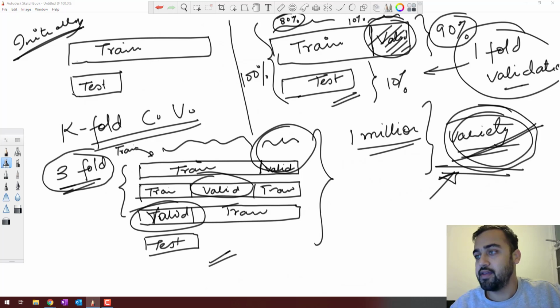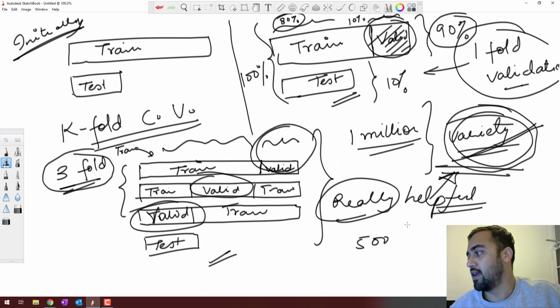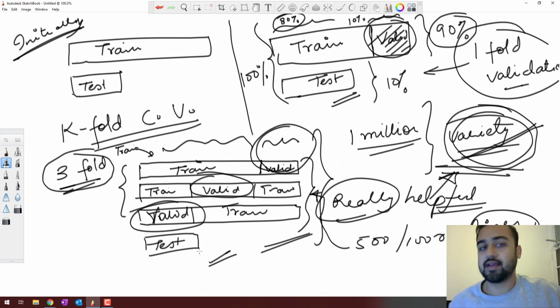This is also really helpful when you have a small data set. Let's say you have a data set of 500 lines or 1000 lines, so this will multiply your data set, right? Because every time you keep sampling a different part of the data set, you'll get different inputs every time. Hence it increases the type of testing or the training that you do.